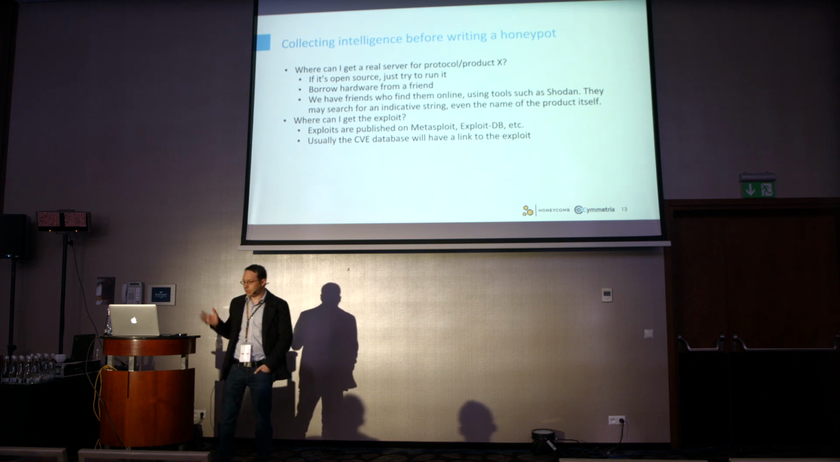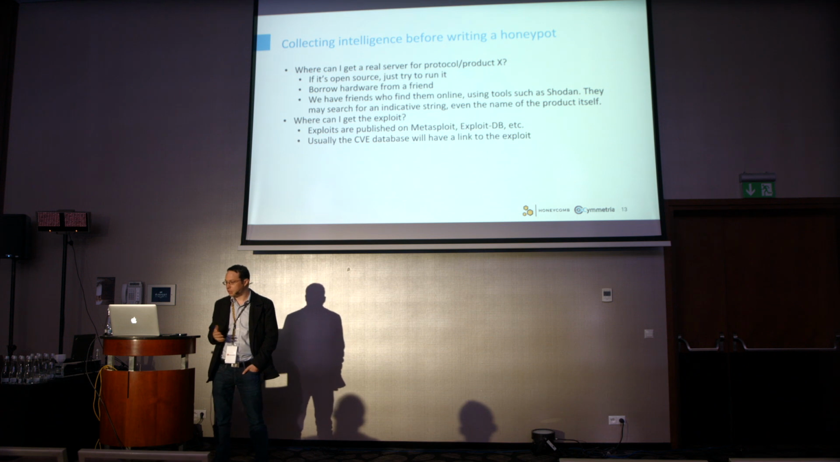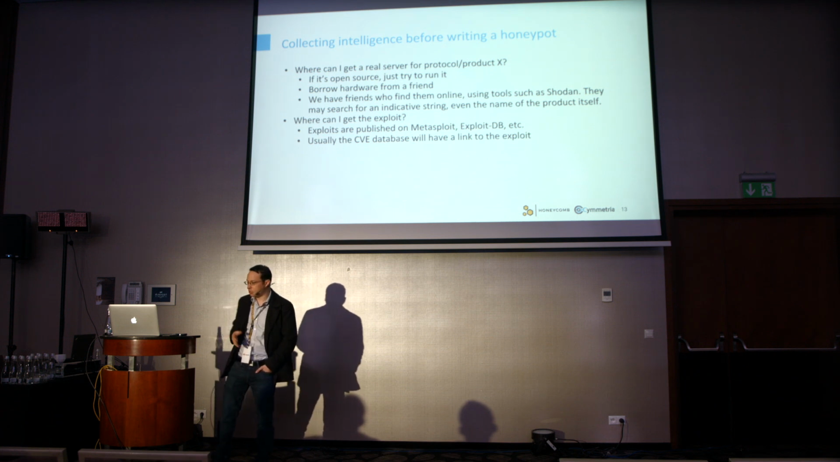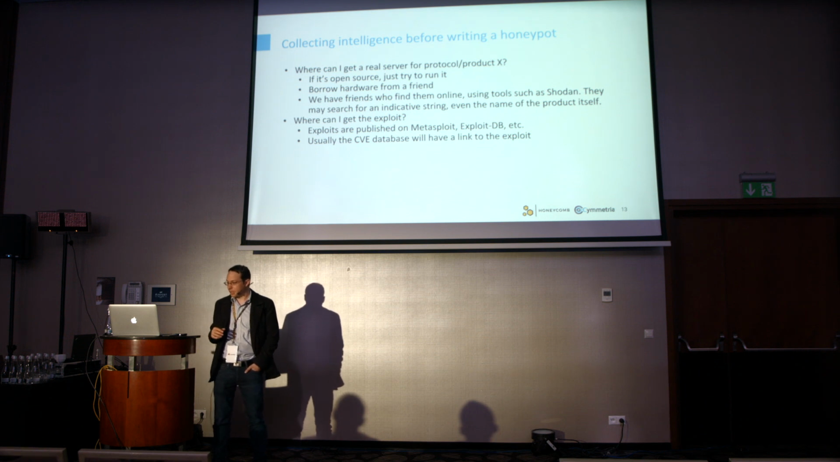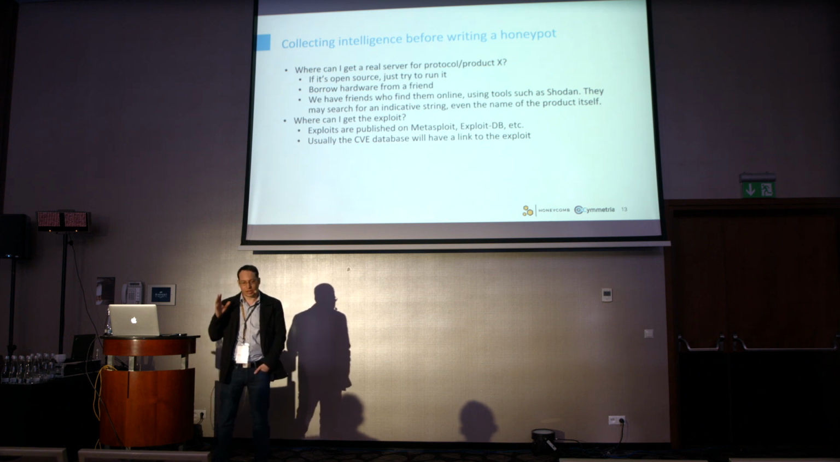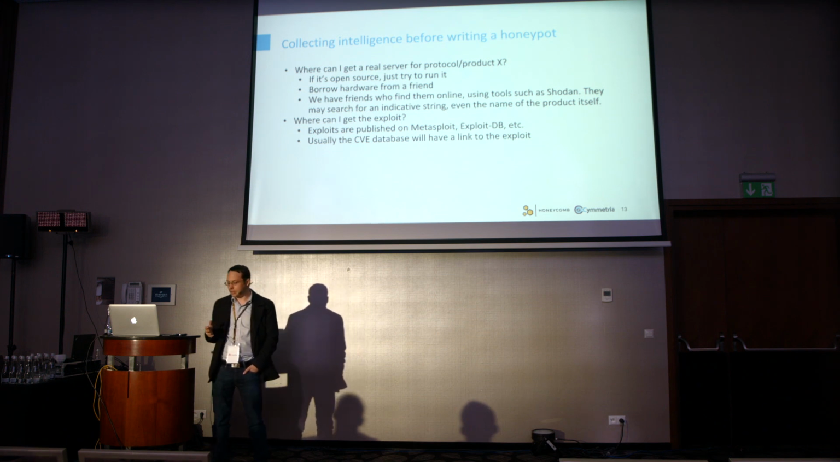So where can you get it? If it's open source, you can download it. You can borrow, as I said, from a friend, or you can use something like Shodan to find it online. I know people who do that. And for getting the exploits, of course, there are places like ExploitDB and so on, or sometimes GitHub. And usually there will be links from the CVE database to the exploit.